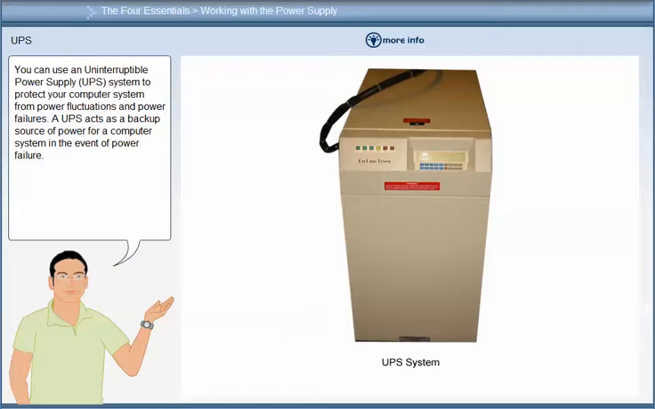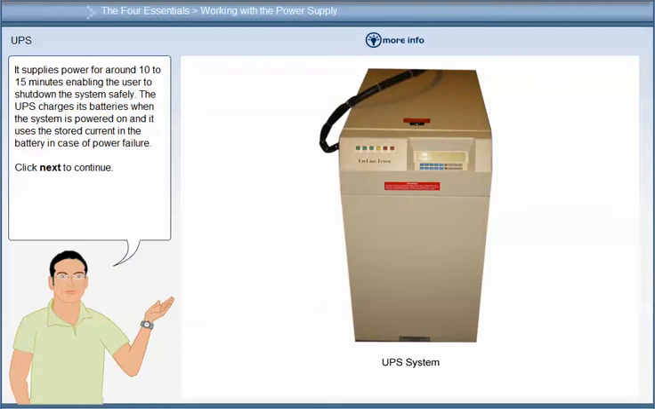A UPS acts as a backup source of power for a computer system in the event of power failure. It supplies power for around 10 to 15 minutes, enabling the user to shut down the system safely. The UPS charges its battery when the system is powered on, and it uses the stored current in the battery in case of power failure.